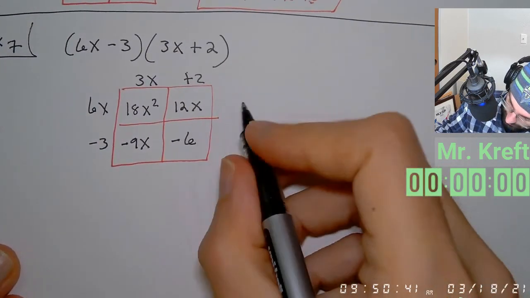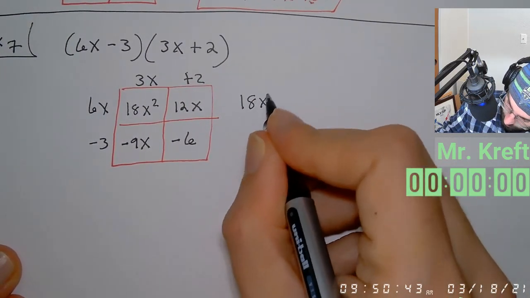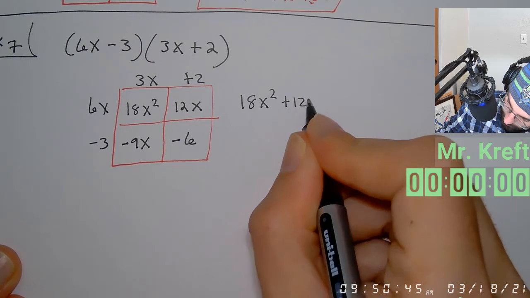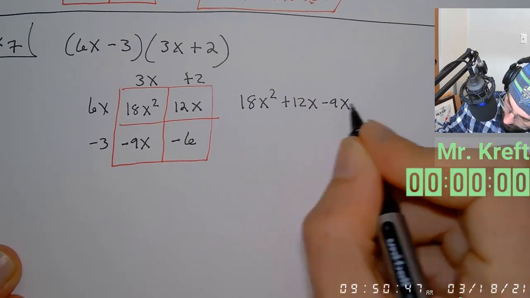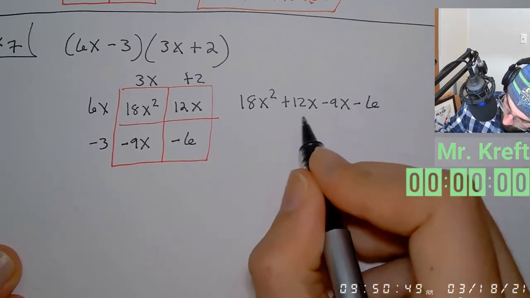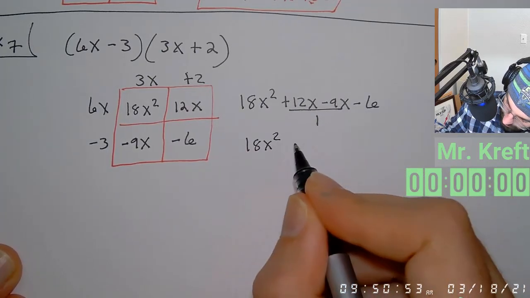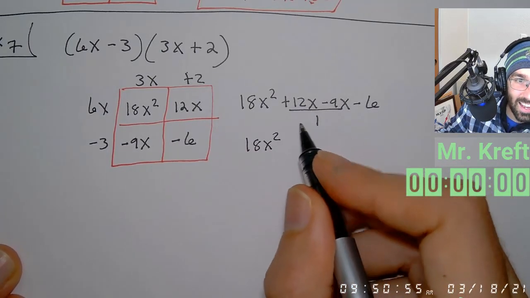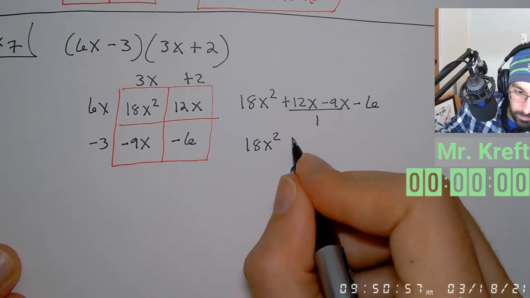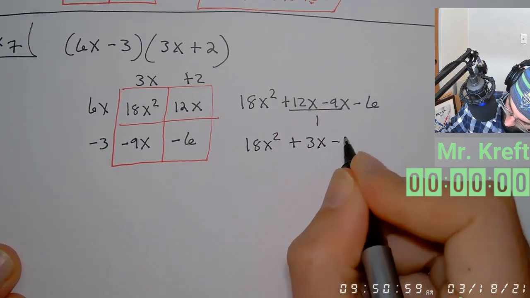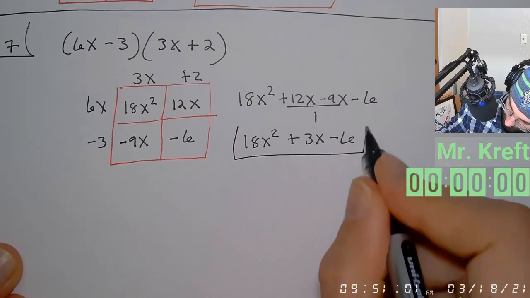If I write these all out, I get 18x squared plus 12x minus 9x minus 6. I'm going to combine these in the middle. I get 18x squared, 12 minus 9 is 3, and then minus 6. Like that.